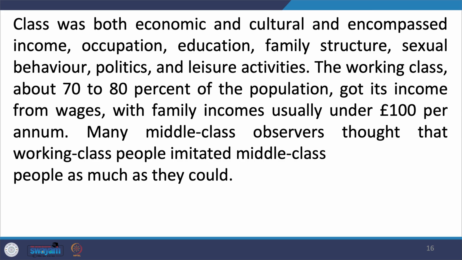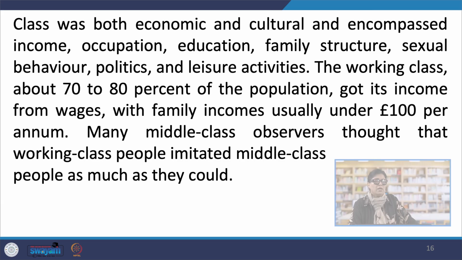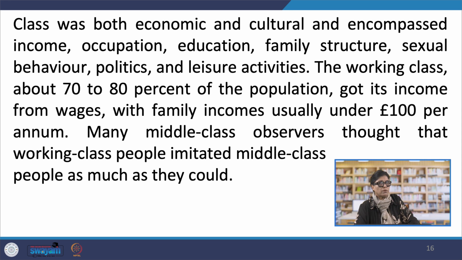While most working class families could not follow the doctrine of separate spheres because they could not survive on a single male wage, the ideology was influential across all classes. Class was both economic and cultural and encompassed income, occupation, education, family structure, sexual behavior, politics, and leisure activities. The working class, about 70 to 80% of the population, got its income from wages, with family incomes usually under £100 per annum. Many middle class observers thought that working class people imitated middle class people as much as they could.